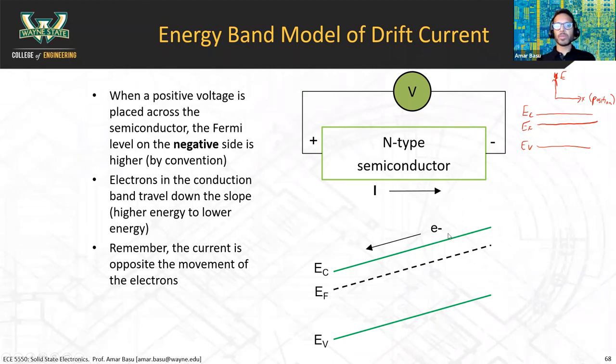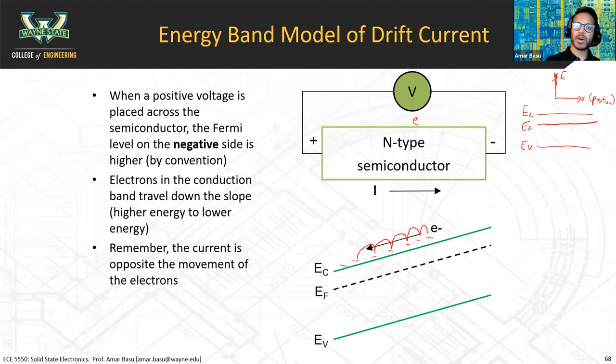So the way that you can think about drift current is that electrons up in the conduction band, remember there are a bunch of energy states up in the conduction band, like this. So the electron sees energy states, and then next to it, it sees another energy state. So it just hops from energy state to energy state. So it goes to increasingly lower energy states, and that's how it's moving from right to left.